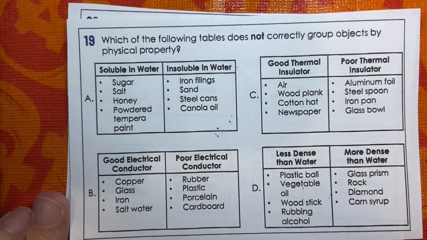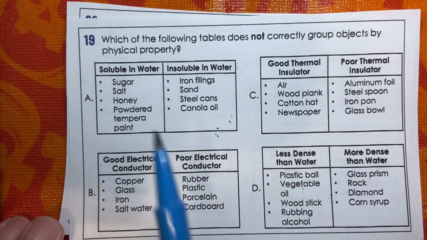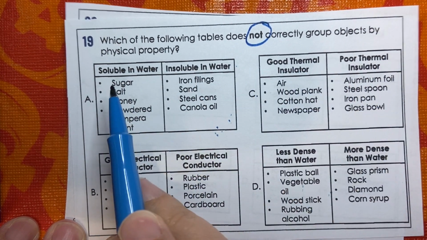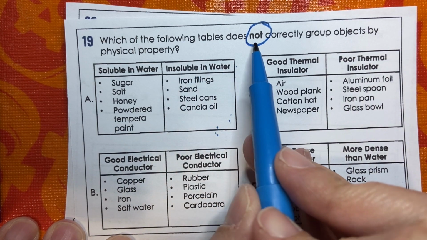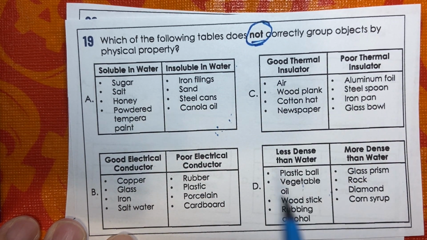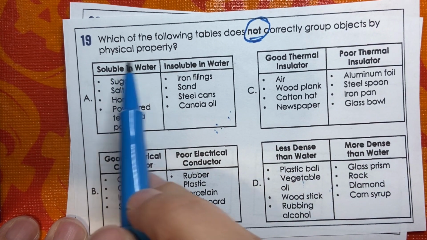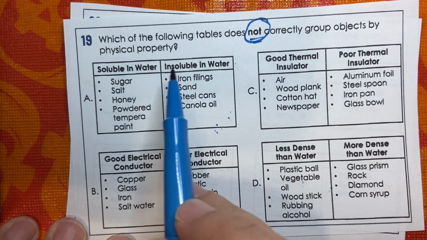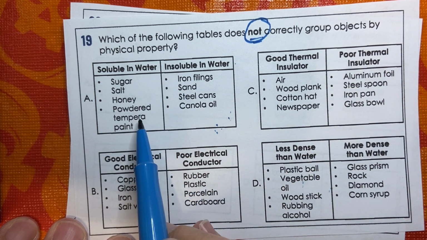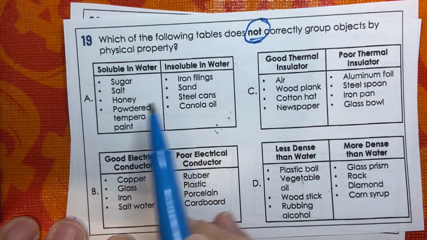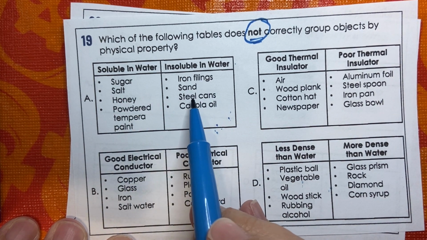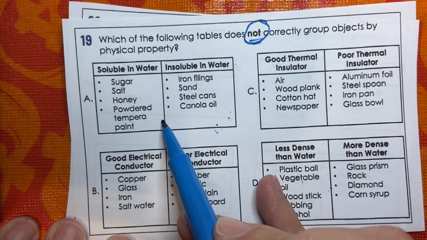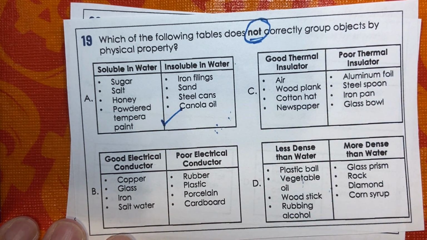Okay, going on to 19. I had to try to fix our light a little bit there. Which of the following tables does not correctly group objects by physical property? So we're looking for something that is incorrect, right? So soluble in water and insoluble, we know that soluble means it can dissolve and insoluble means it can't dissolve. So sugar, salt, honey, powdered tempera paint, those are all soluble. Iron filings, sand, steel cans, and canola oil, any type of oil, is insoluble. So this one is actually correct, but I'm looking for the one that is not correct.